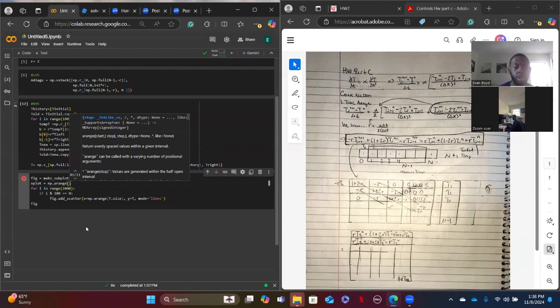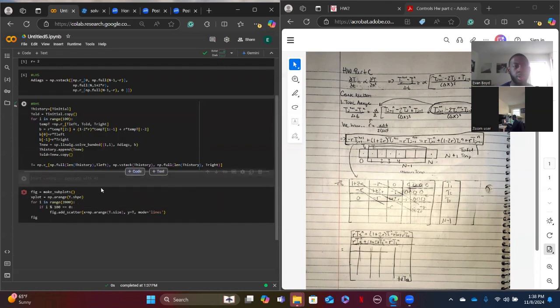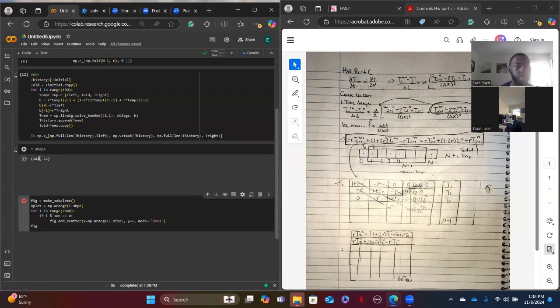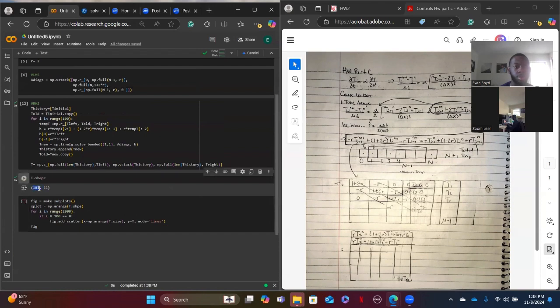Arrange. And now in the bracket we'll do our T shape. For our T shape, I'll plot it here so you guys know what it looks like. T shape is the shape of our temperature, so how many temperatures we have. Oh, I didn't even spell shape. Okay, so we have 101 values in 22 time events. So the number for our time is 101.